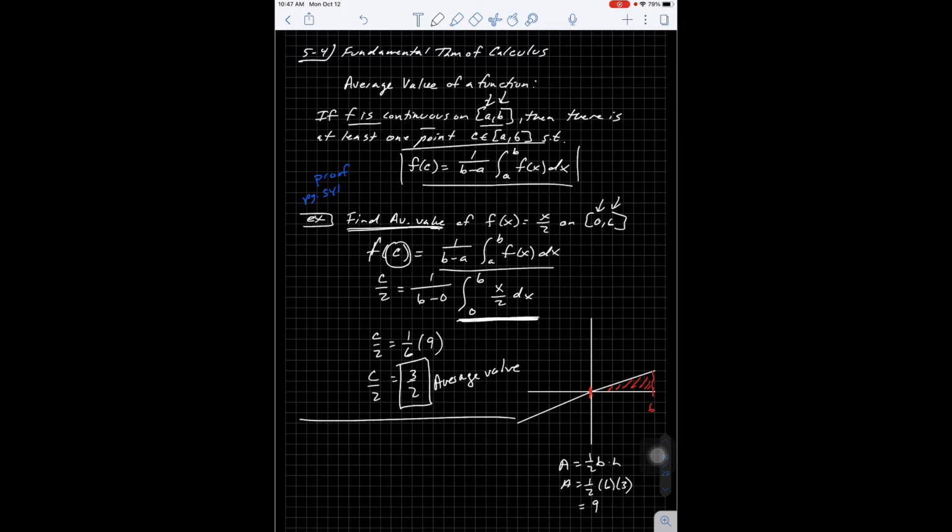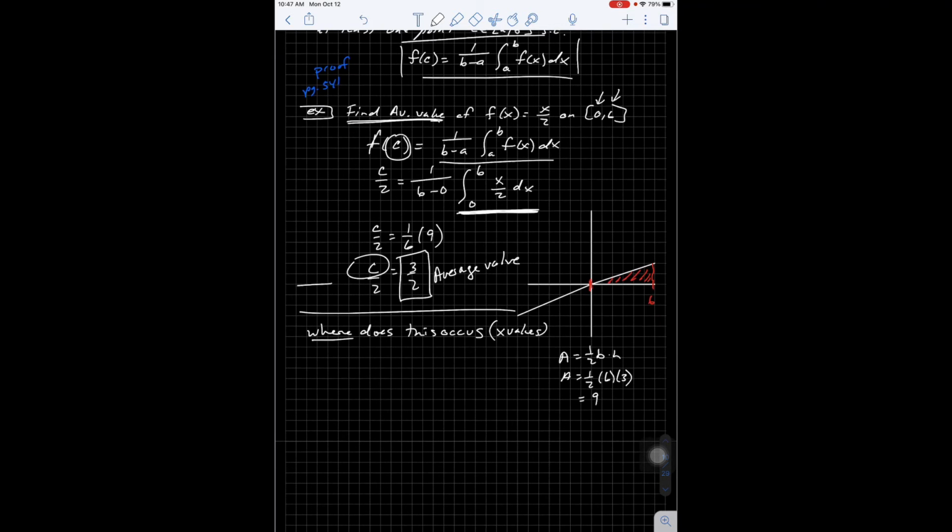But if the question asks, where does this occur? Then whenever I ask about where, I'm asking about x values. And that's going to be your c value. So if I want to know where is this going to happen, I'm going to solve this for c. So I go ahead and cross multiply. 2c equals 6. Divide by 2 and c equals 3. So this is where it happens. So you might write a sentence like this. The average value is 3/2 and it occurs at x equals 3.